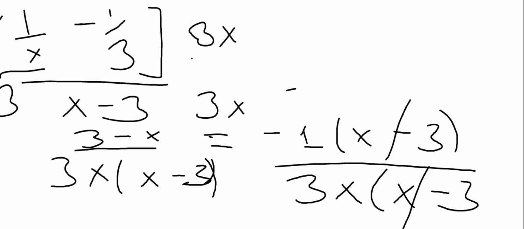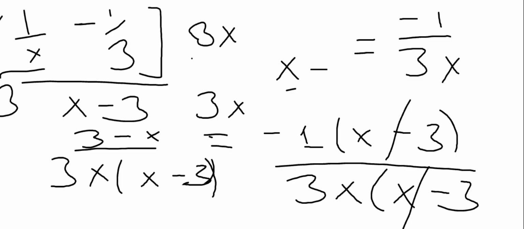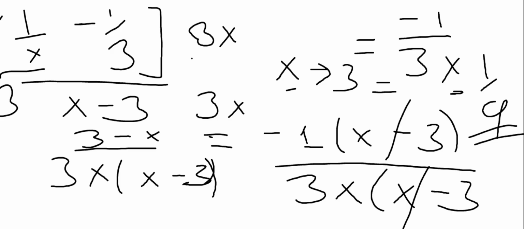So down here we find that we are remaining with 1 over 3x. So now it is possible for us to approach x to 3. So we have 1 over negative 9 as our limit in this case.